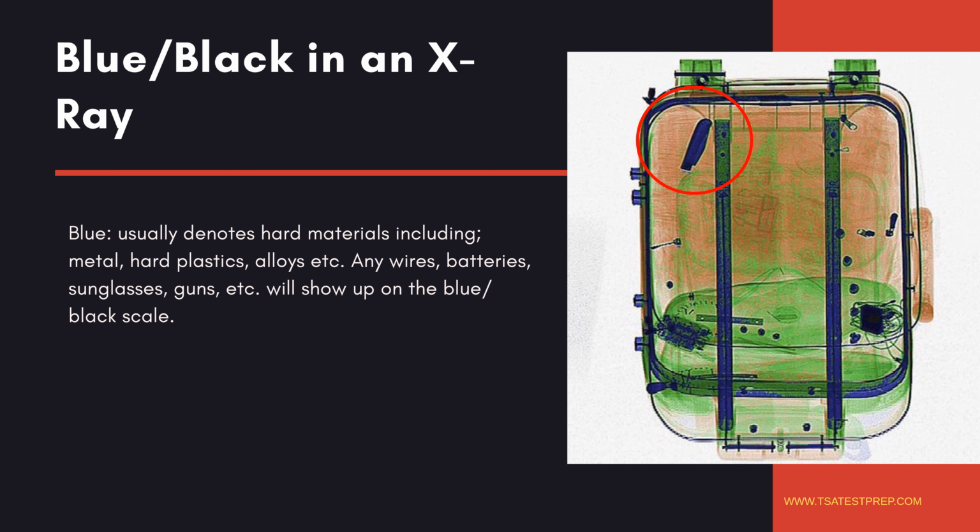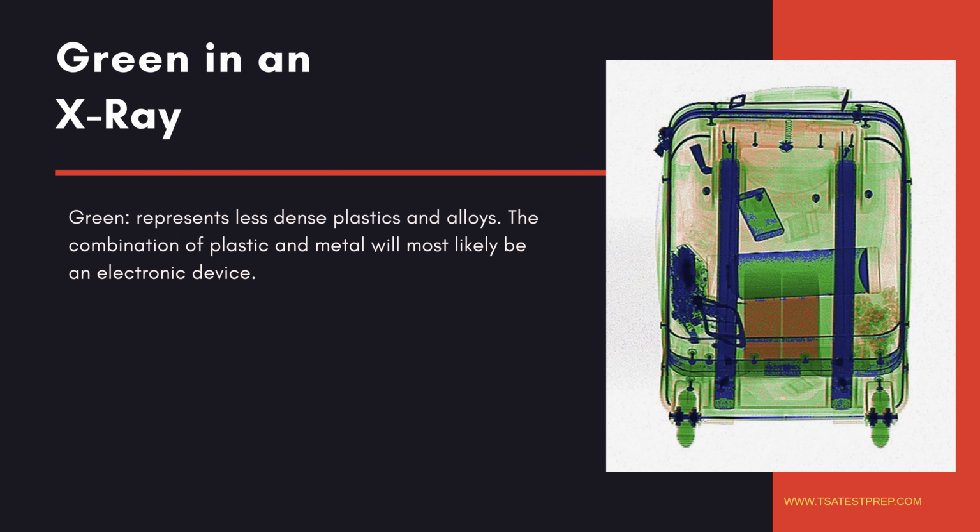In the top left corner, you can see a switchblade. Notice the dark blue shade, which lets you know it's a metal. Then focus in on the shape. Green represents less dense plastics and alloys. The combination of plastic and metal will most likely be an electronic device.